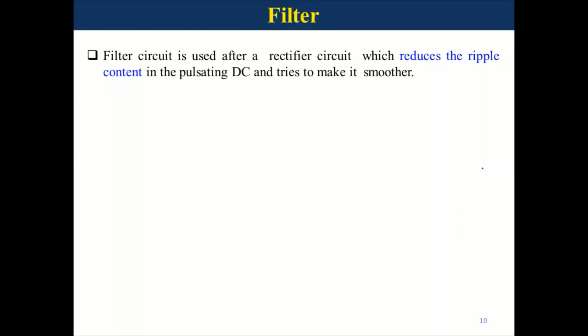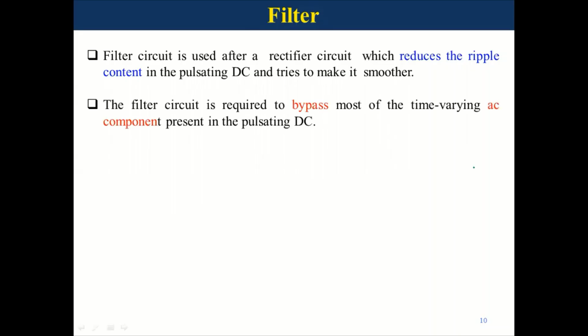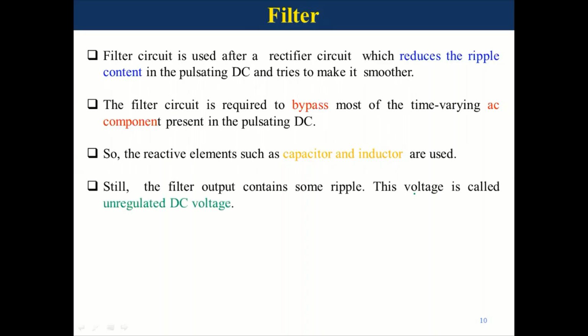A filter is used after a rectifier circuit, which reduces the ripple content in the pulsating DC and tries to smooth the rectifier output, meaning it tries to bypass most of the AC component present in the pulsating DC. So in the filter we need reactive elements such as capacitors and inductors. This capacitor and inductor can separate AC from DC, and hence these two components are used in the filter circuit.